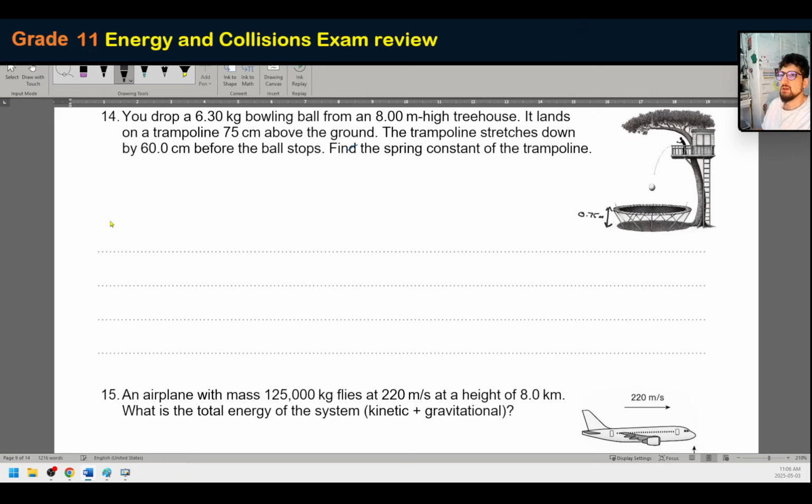Oops, maybe I should have used a different color. Okay, so this is going to cause the trampoline to stretch down 0. Oh, that's a terrible color as well. Let me try and see if I can find a color that.